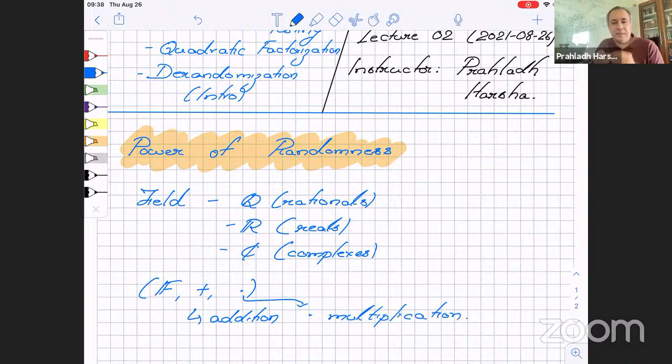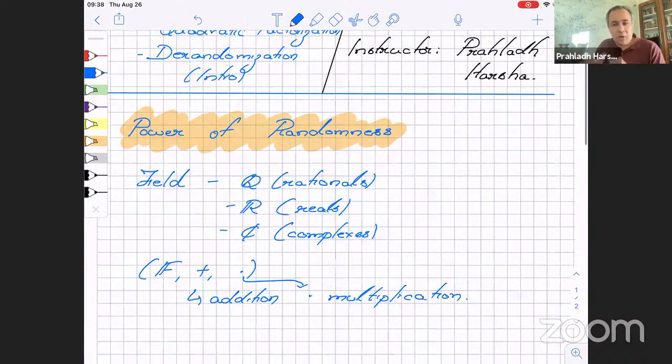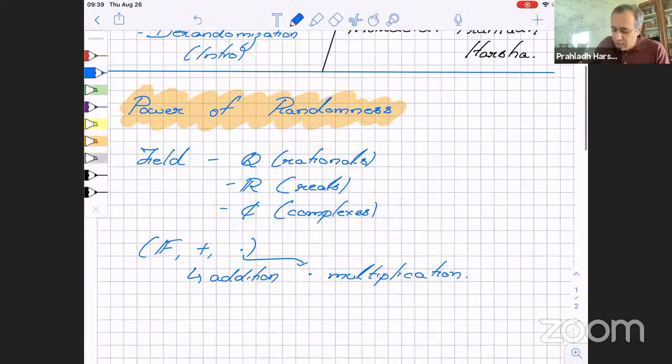So a field is an abstract set of objects. It comes equipped with two binary operations. Addition takes 2 elements from this set and gives you another element. Multiplication is yet another such operation. In the case of rationals, reals, and complexes, it's exactly the same notion of addition and multiplication that we know. But what is the extra property that we want? We want F with plus, just the set with the plus, to form a group.